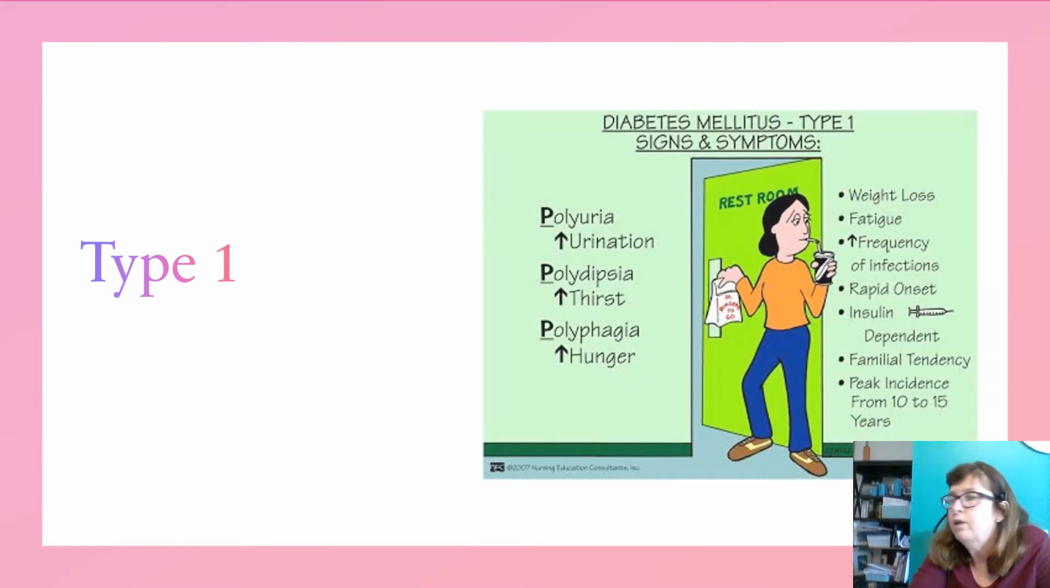So these are your classic symptoms of type 1 diabetes. We've talked about these already: polyuria, polydipsia, polyphagia. They may have weight loss, fatigue, increased frequency of infections, and rapid onset. It's pretty fast that these symptoms come on. They become insulin dependent, there may be a familial tendency, and peak incidence is from age 10 to 15 years old.